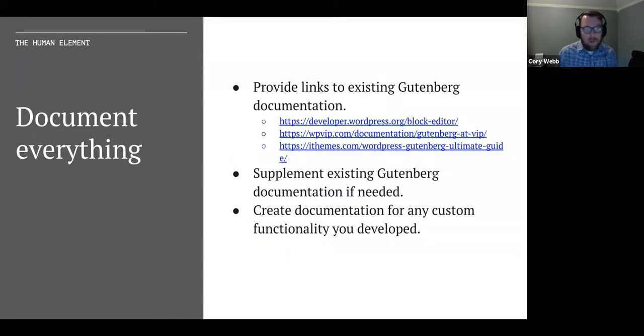Another important step in the process is to provide documentation. We typically start by providing links to existing Gutenberg documentation, but we also supplement existing documentation with our own when needed. Now, there's not much out there for user documentation, but here's a short list of some existing documentation that you can use. We also take the time to document any custom functionality that we built specifically for a client, because if we don't do it, then the documentation won't exist.